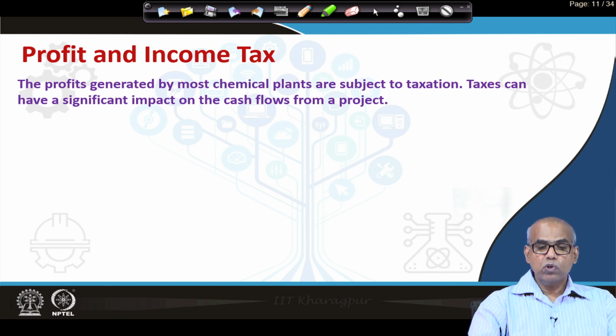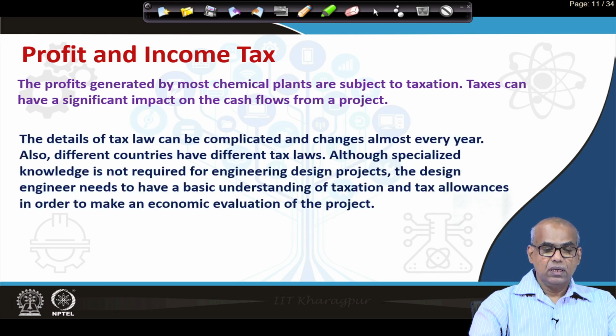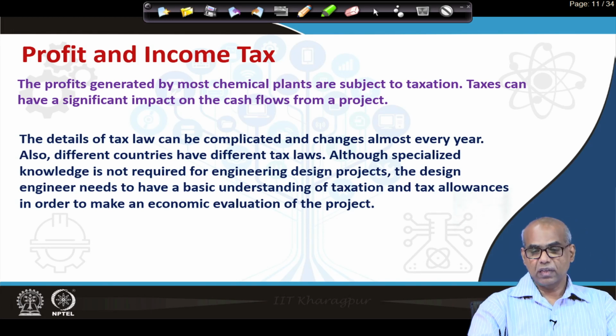The profits generated by most chemical plants are subject to taxation. So, both individuals and companies must pay income tax. Taxes can have a significant impact on the cash flows from a project. The details of tax laws can be complicated and change almost every year, as we just said. Also, different countries have different tax laws. Although specialized knowledge is not required for engineering design projects, the design engineer needs to have basic understanding of taxation and tax allowances in order to make an economic evaluation of the projects.